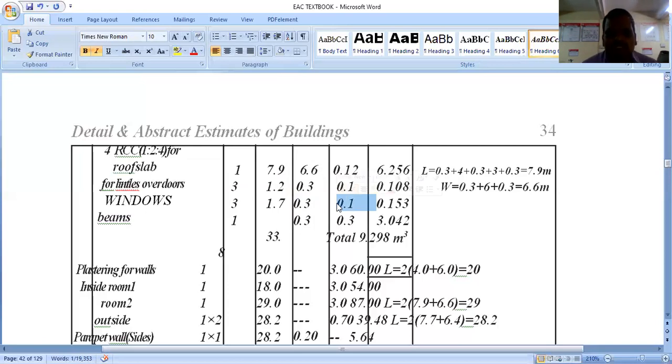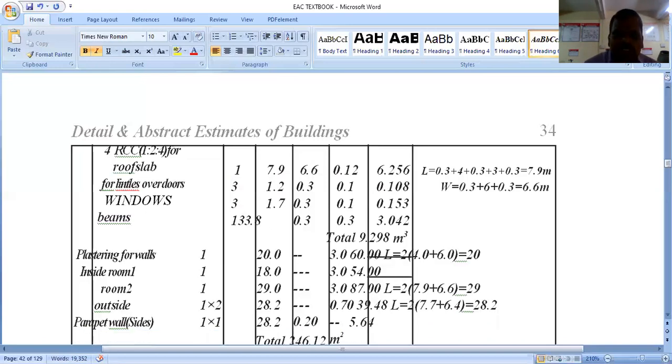So when we multiply 3 into 1.7 into 0.3 into 0.1, we get the total quantity of lintels above the windows. It is nothing but 0.153 cubic meter. After this, they have considered the beam also.